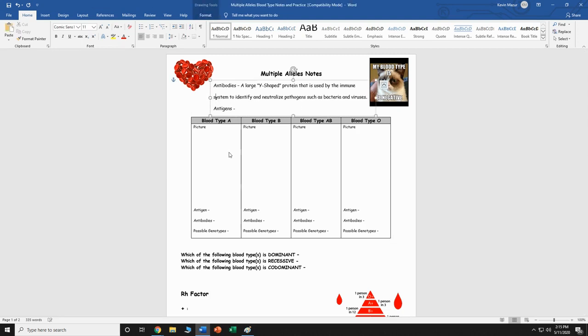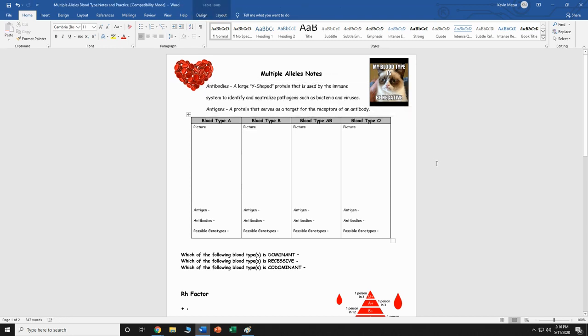That should be a lowercase s there. All right. Antigens. And this will all make more sense in a minute once I start drawing things. Antigens is a protein that serves as a target for the receptors of an antibody. Just make this box a little bit bigger. Okay. Period. All right, so there is the start of your notes.